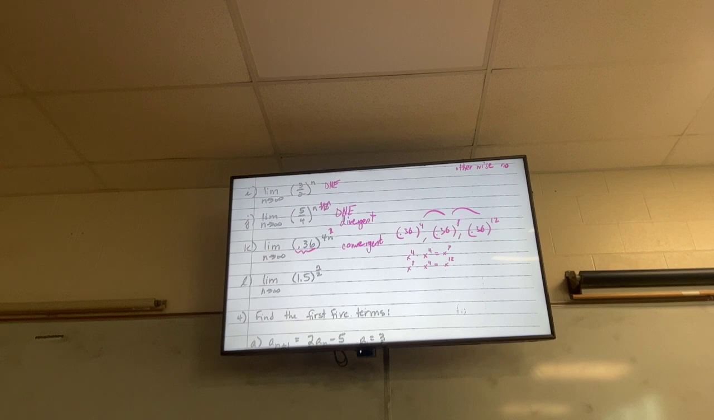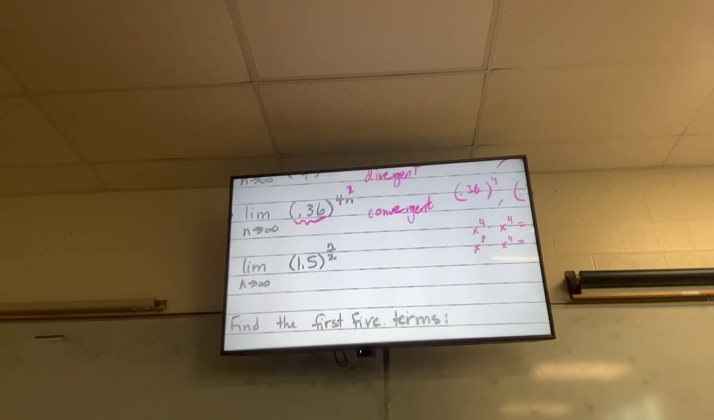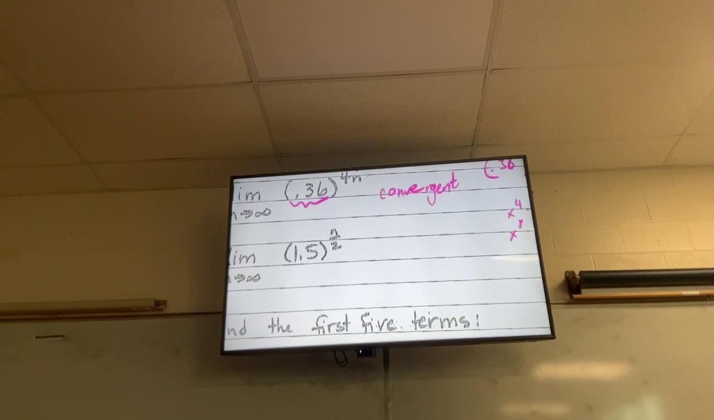1.5. What are we thinking for this one? Divergent. Why are we thinking divergent? It's greater than 1, it's geometric.